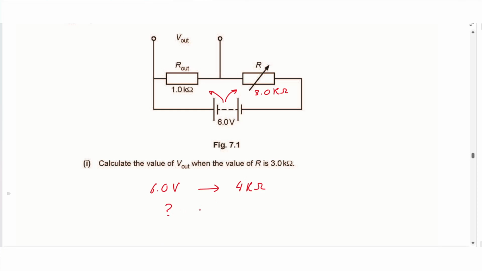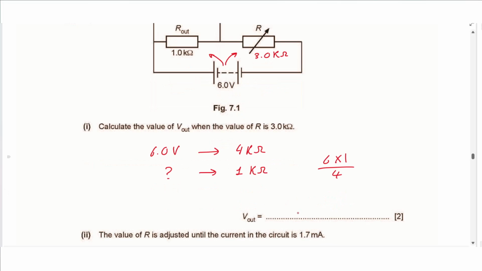How many volts are supplied to 1 kilo ohm? So we multiply 6 by 1, then we divide by 4. That gives an answer of 1.5 volts.